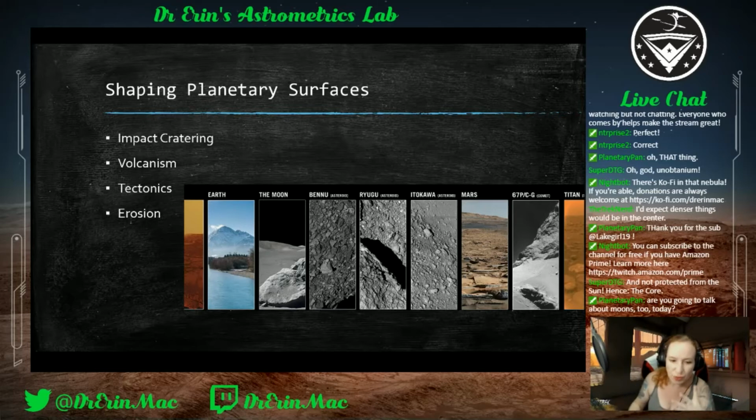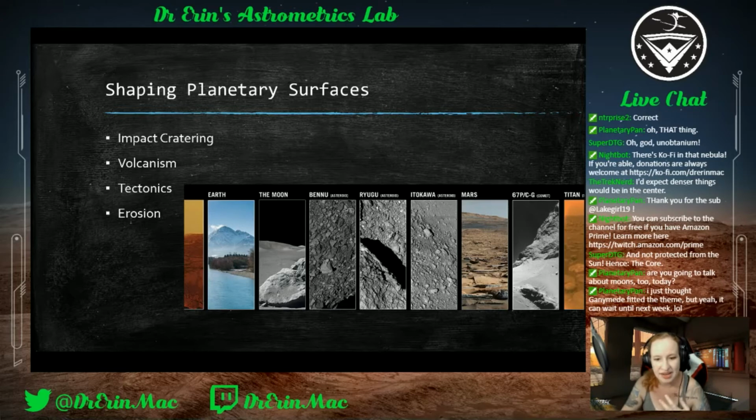There are four main components that contribute to these planetary surfaces. First is impact cratering. This is where stuff crashes into it, like an asteroid impact. Oh, yeah, fair enough. And Ganymede as well. Yeah, that's fair. We also have volcanism. Volcanism is the eruption of molten rock or lava from the interior onto the surface.